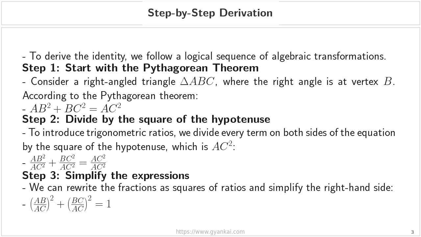Finally, in step 3, we simplify these expressions to make them look more manageable. We can rewrite those fractions as the squares of individual ratios. So, the fraction AB squared over AC squared becomes the quantity AB over AC, all squared. Similarly, BC squared over AC squared becomes the quantity BC over AC, all squared. And, as you can see, any value divided by itself is simply 1. This leaves us with the quantity AB over AC squared plus the quantity BC over AC squared equals 1. In the next slide, we will take this one step further by substituting our sine and cosine definitions into these ratios to reach our final identity.